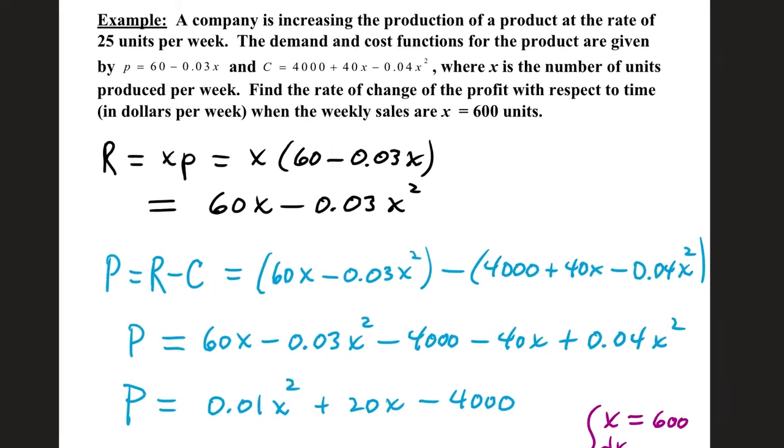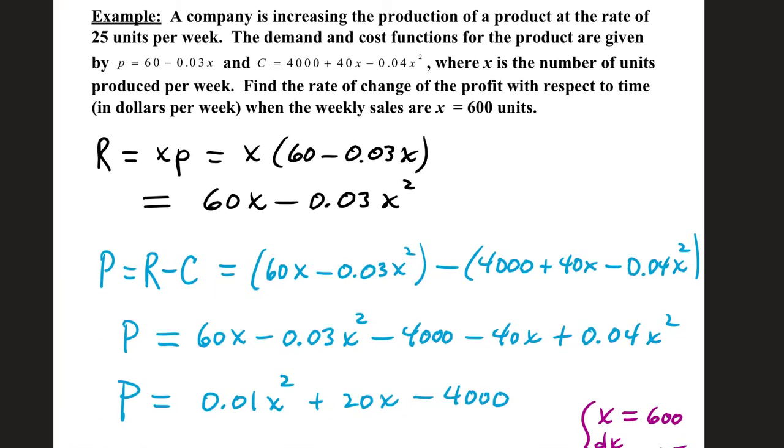Take your demand function, x distributed, that's going to give us 60x minus 0.03x squared. Now to create a profit function, you take the revenue function you just created and subtract the cost function that was given in the problem.